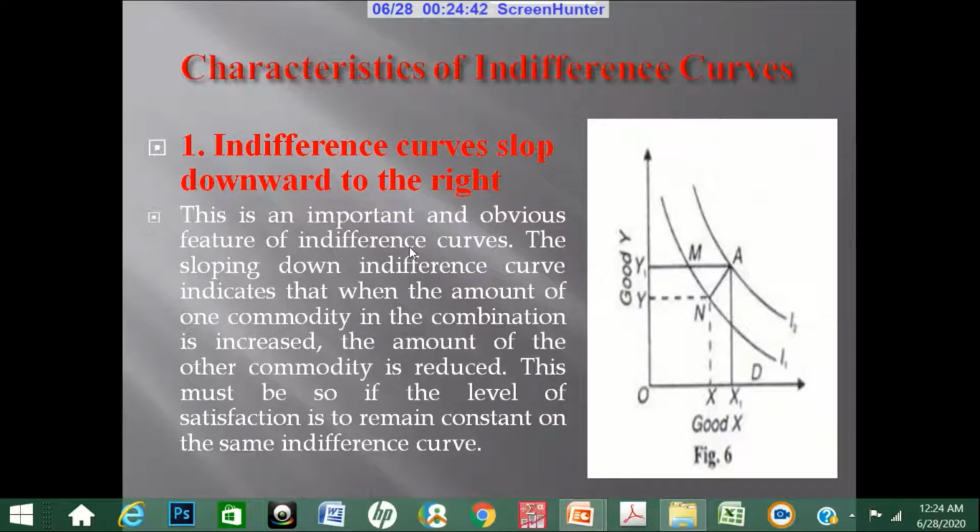The sloping down indifference curve indicates that when the amount of one commodity in the combination is increased, as X increases, the amount of the other commodity is reduced. The individual or consumer must give up a quantity of Y. This must be so if the level of satisfaction is to remain constant on the same indifference curve.